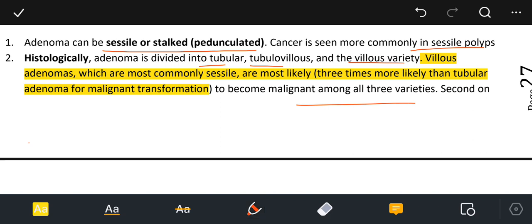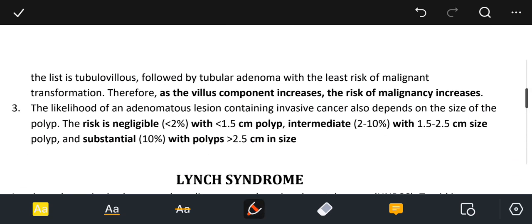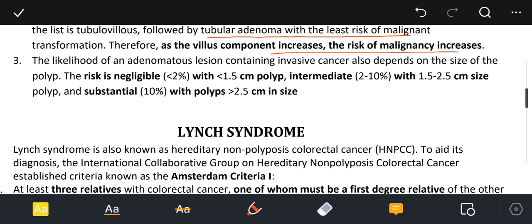Second on the list is tubulovillous, followed by the tubular adenoma with the least risk of malignant transformation. Therefore, as the villous component increases, the risk of malignancy also increases. The likelihood of an adenomatous lesion containing invasive cancer also depends on the size of the polyp. The risk is negligible, less than 2%, with polyps less than 1.5 cm, intermediate, 2 to 10%, with 1.5 to 2.5 cm size, and substantial, 10%, with polyps more than 2.5 cm in size.